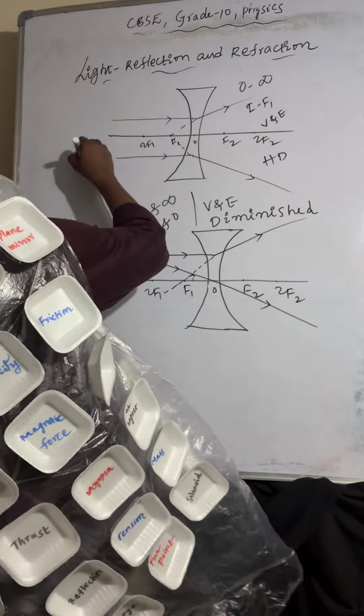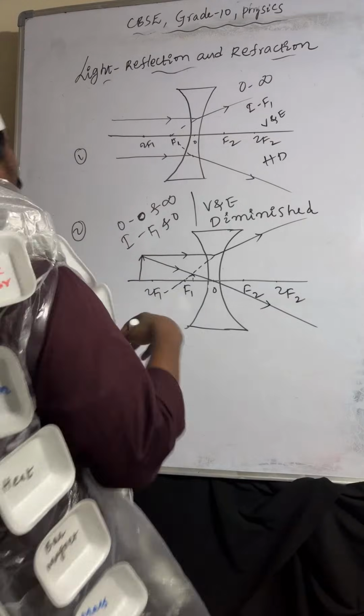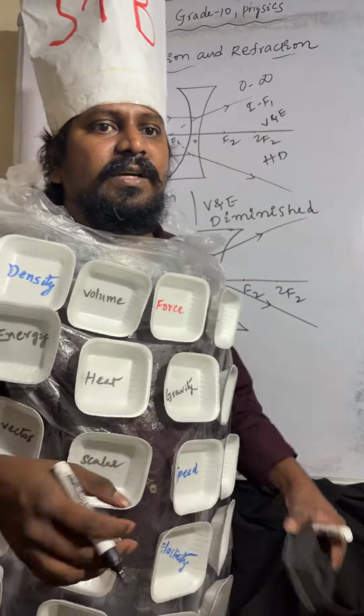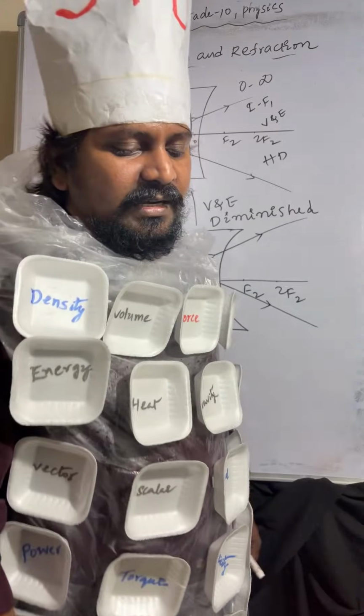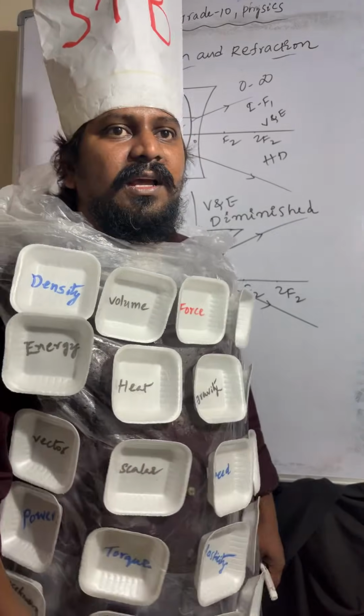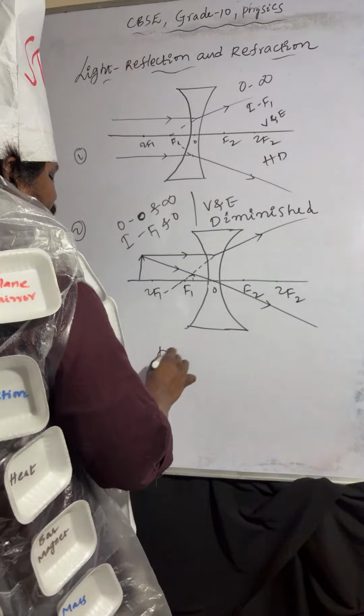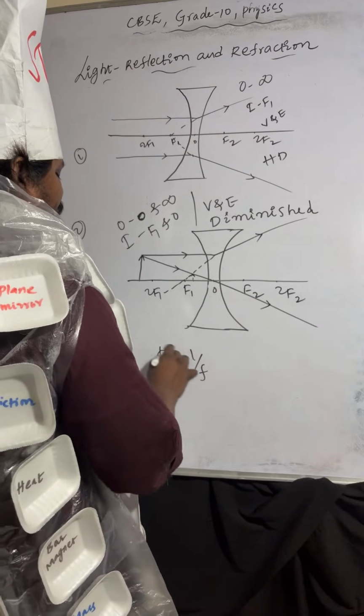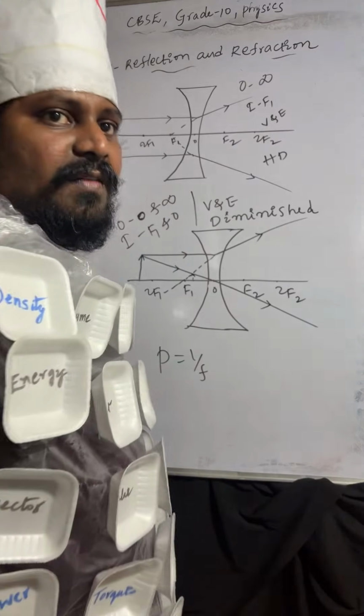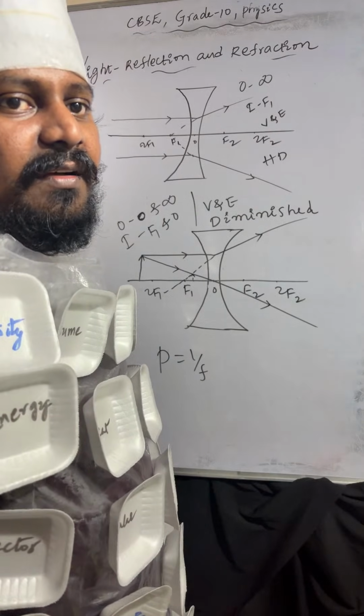Understood? So this is the first one and second one. Only two cases are there. I hope it is very clear. Next one, lens formula. 1 by f equals power of lens. The degree of converging or diverging of a lens is known as power of lens.